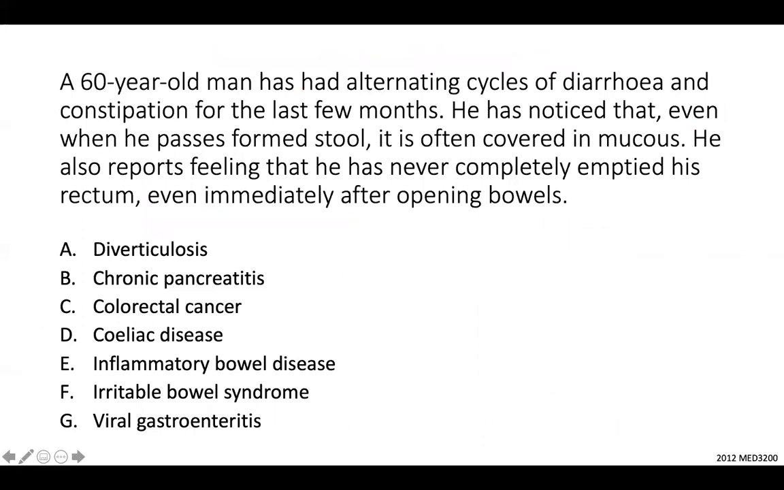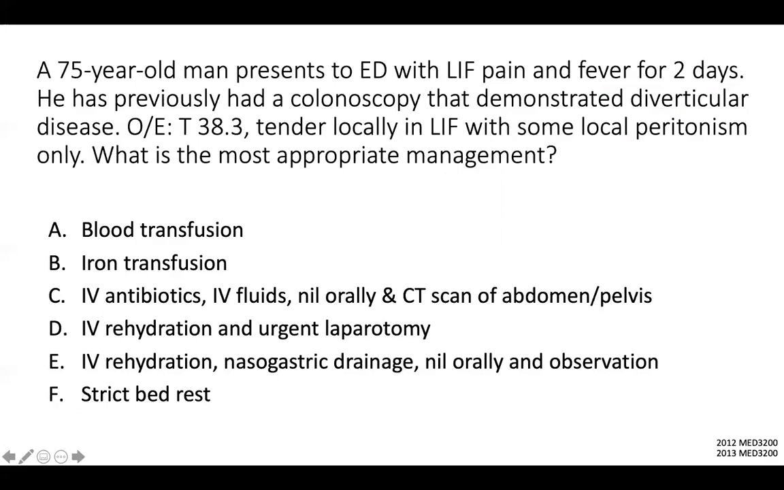Okay, so questions. Alternating cycles of diarrhea and constipation the last few months. Mucus. So that's not typical of IBS. You want to start thinking about organic causes. And he has tenesmus. So what do you think is going on? Colorectal cancer? Yeah, nice. So change in bowel habits, fast onset, mucus and tenesmus, so probably rectal cancer.